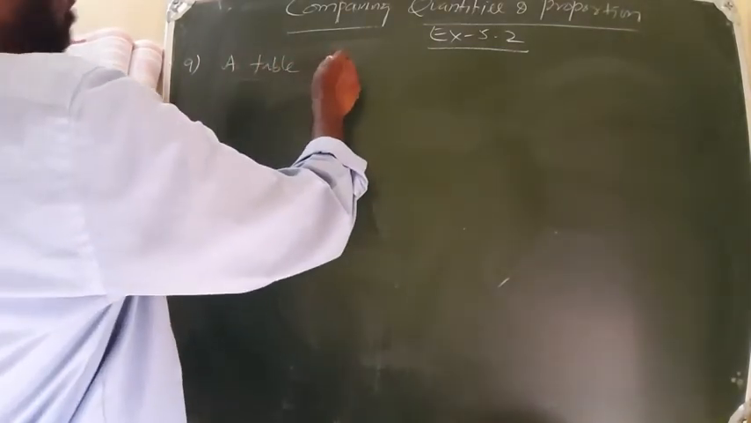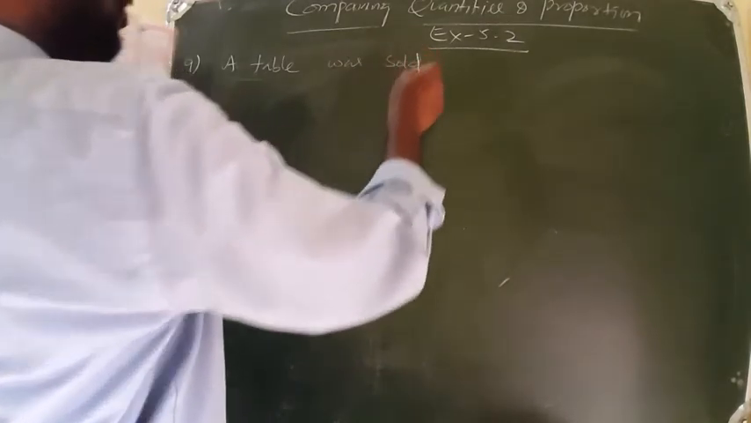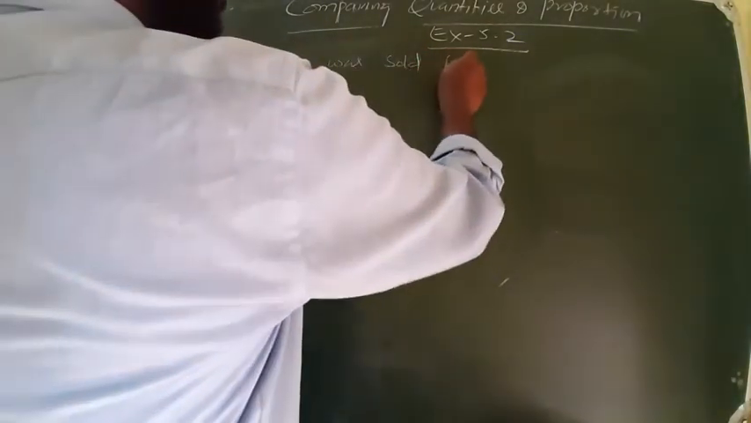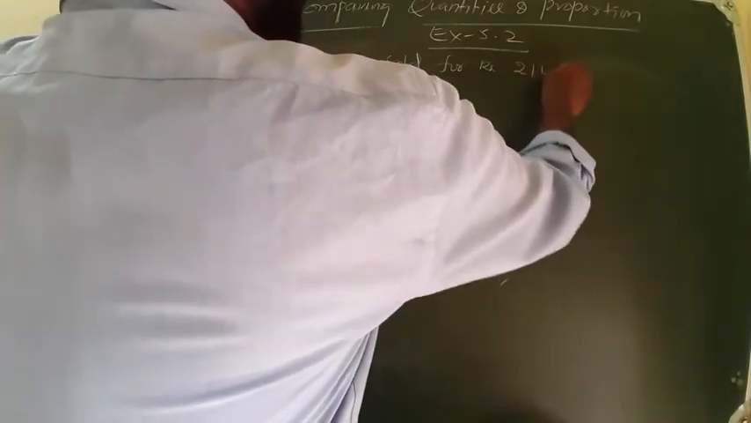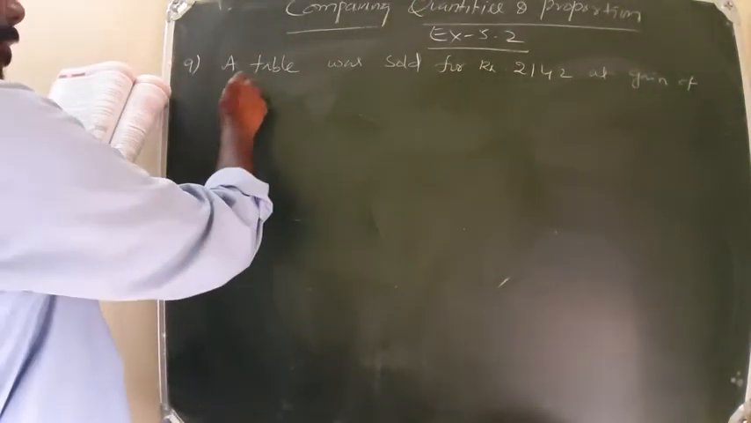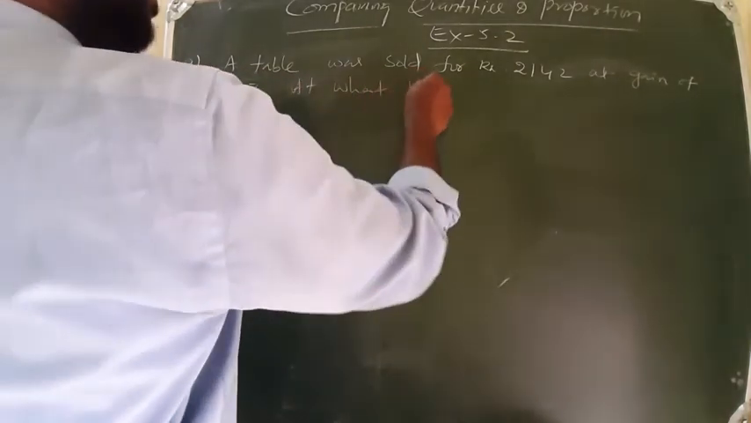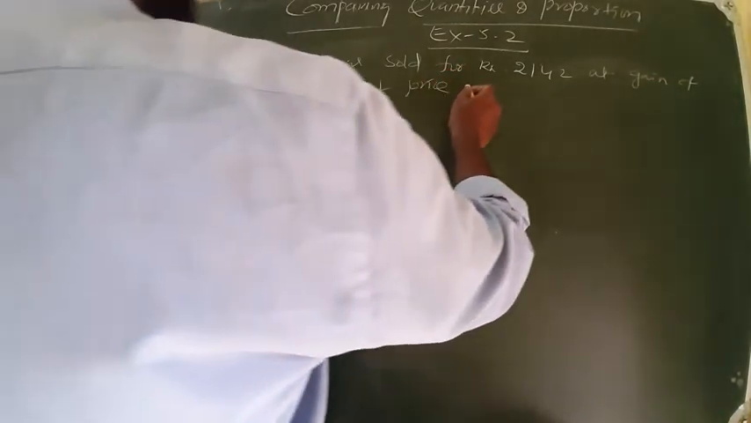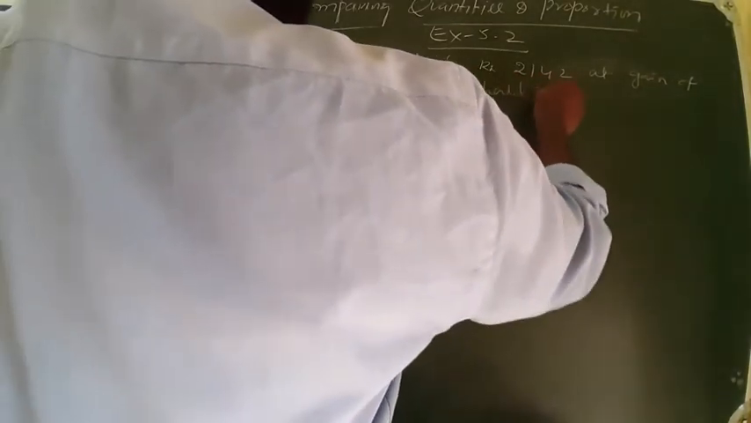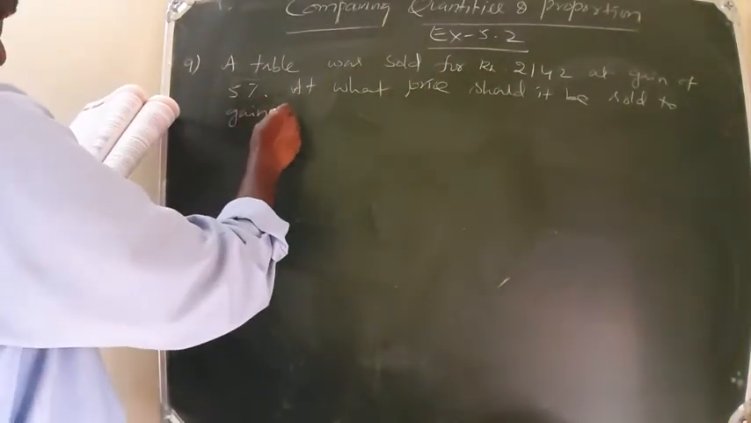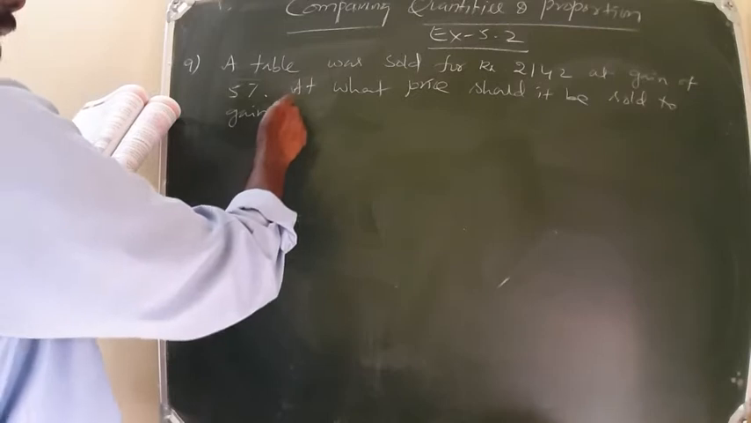A table was sold for rupees 2142 at a gain of 5%. At what price should it be sold to gain 10%?